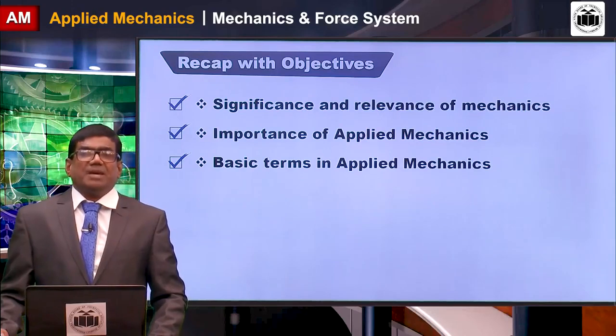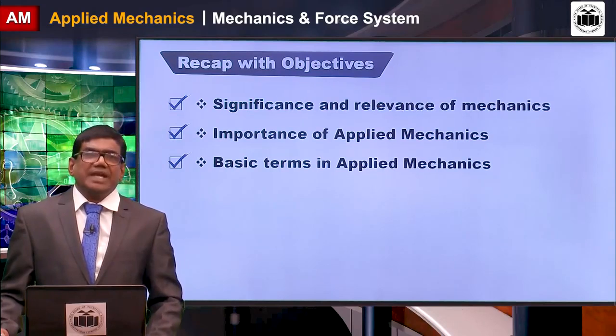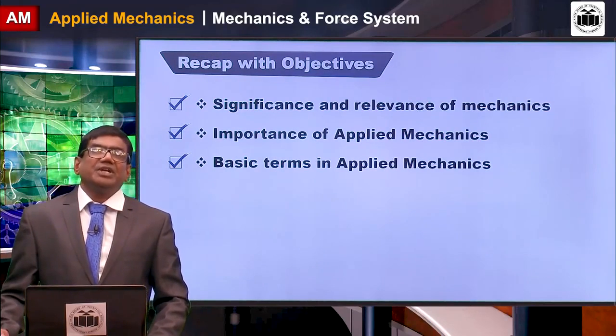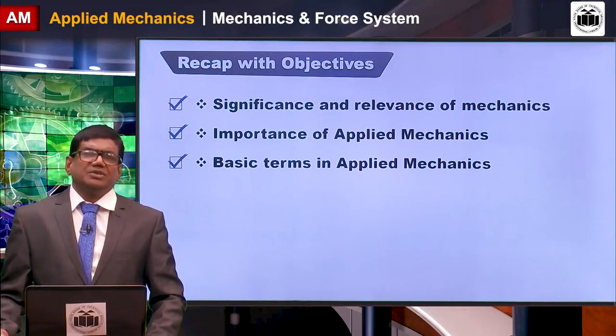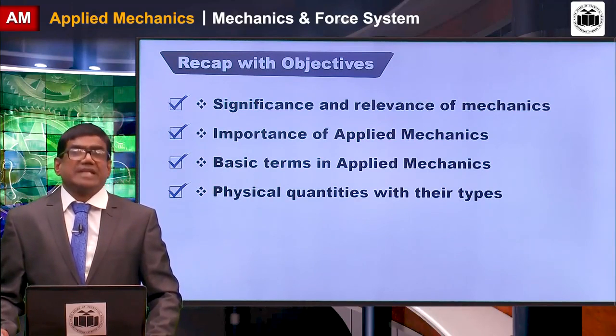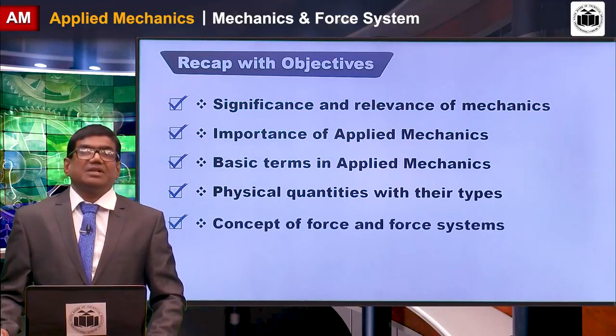Basic terms in applied mechanics. We have seen space, then time, particle, matter, body, rigid body, all these are the basic terms which develop the subject applied mechanics. Physical quantities with their types. So there are two physical quantities, scalar and vector, we have seen in detail.